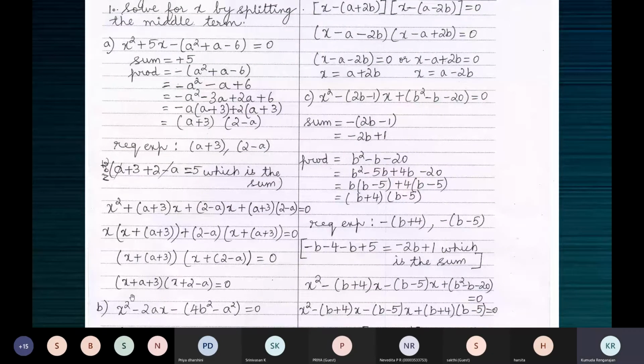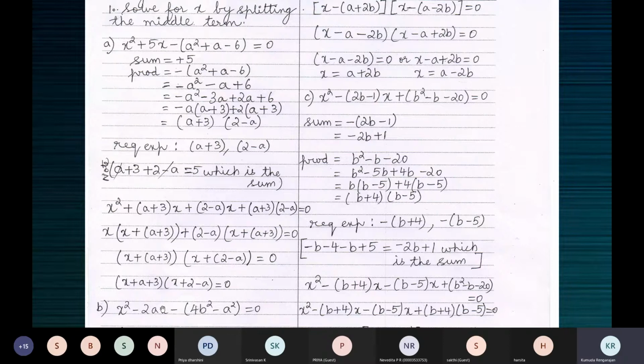So this is the x squared term. This is the x term. And this is the constant, which does not have x or x squared. This is regarded as the product. The sum is minus 2a, the coefficient of x. Cover x; whatever remains is the sum. Minus 2a is the sum.